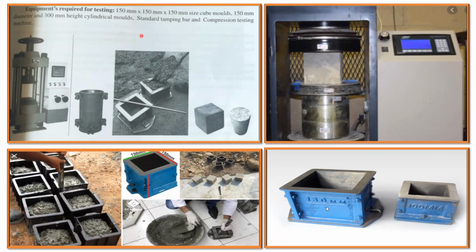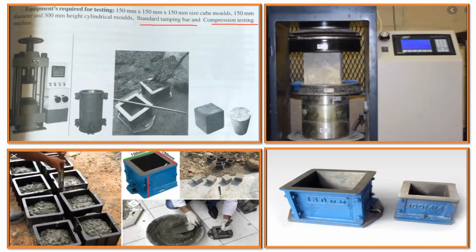One thing we need to understand, we don't use a cylinder in India especially for compressive strength. But if you go to North America, I mean the United States and so on, instead of a cube they do the test on the cylinder, right? Then you require a standard tamping bar, and you require a compressive testing machine.